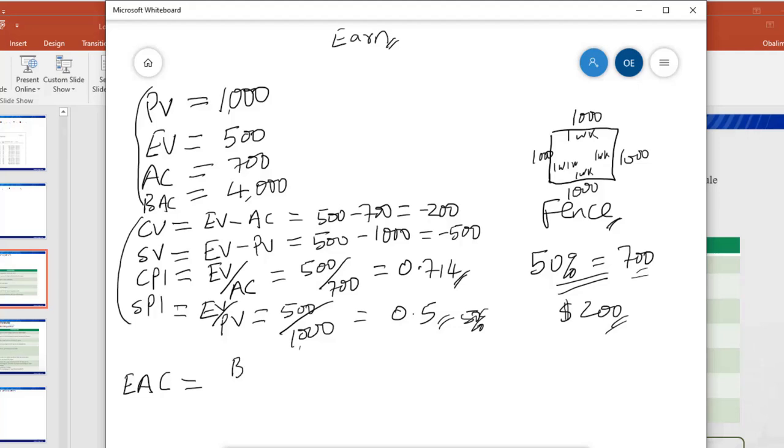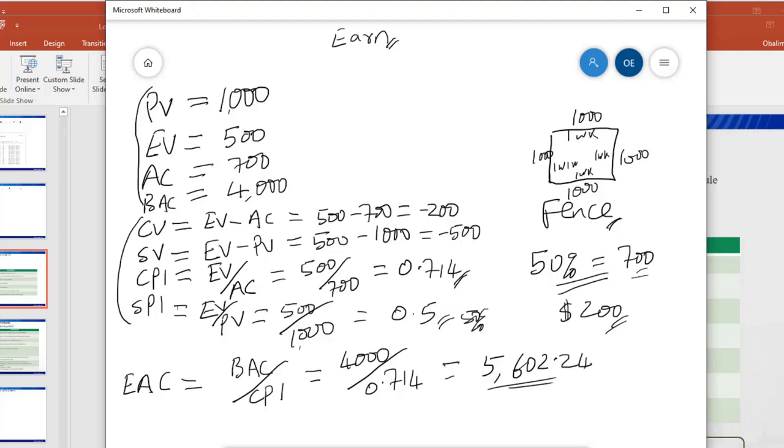So the formula for the estimate at completion is your budget at completion divided by your cost performance index. So in this case, our budget at completion is 4,000, and then our cost performance index is 0.714. So if we do the calculation, 4,000 divided by 0.714, that will give us 5,602.24. What does this figure mean?